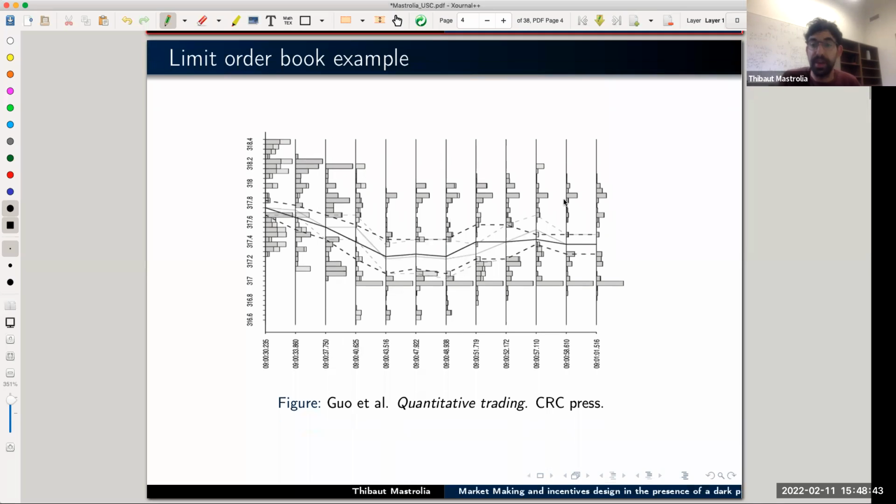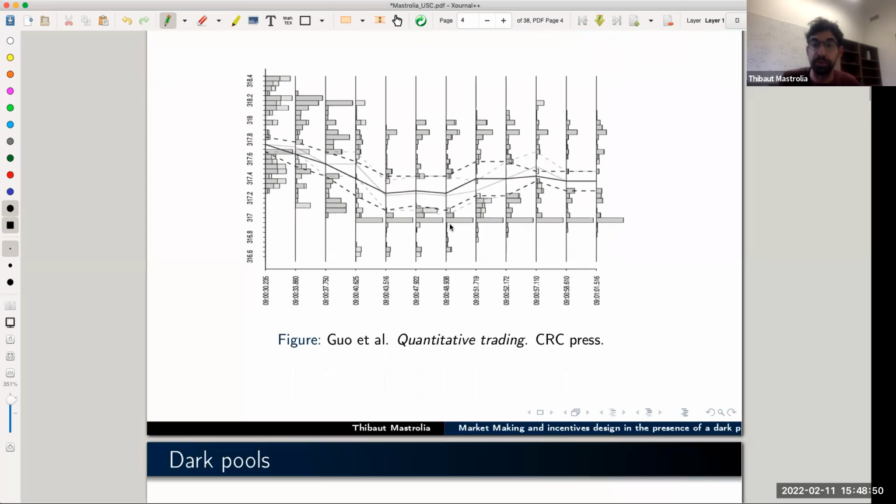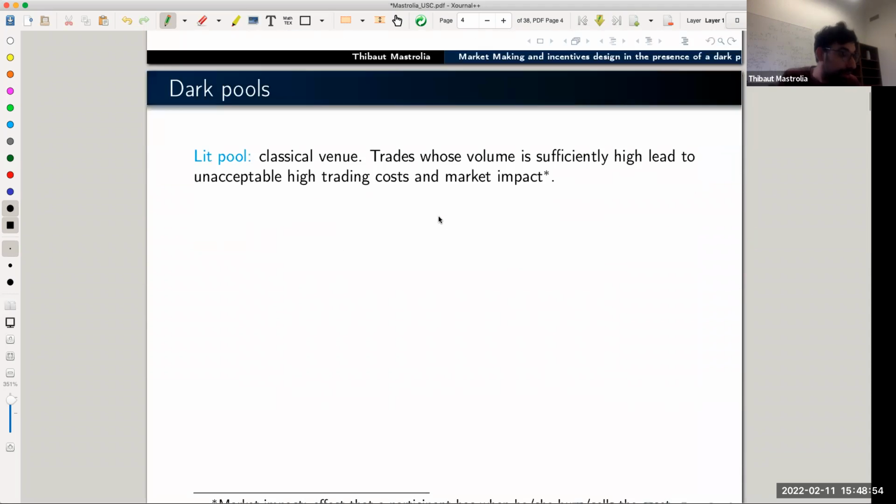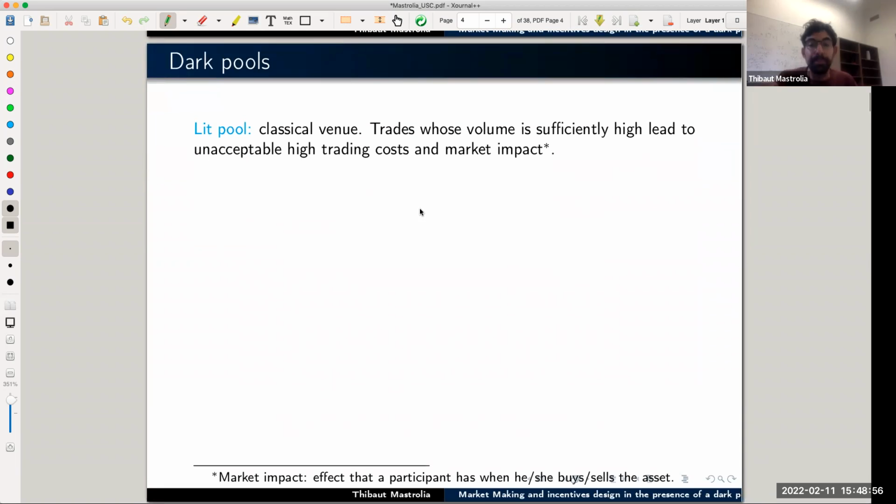So this is a stylized fact that we will try to model in this problem. This is the first stylized fact that we will try to model later, the market impact. The market impact is also important to understand the difference between the classical limit order book and what we call a dark pool. So a classical limit order pool, and let's say that this is a lit pool. So this is a classical venue.